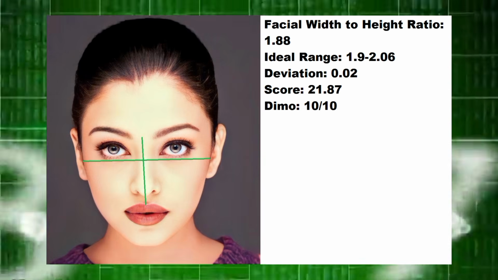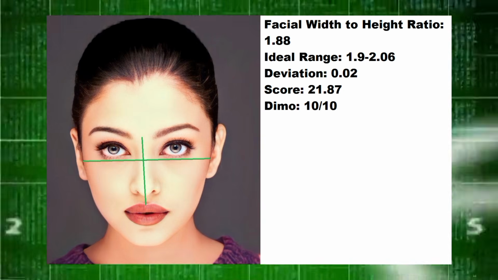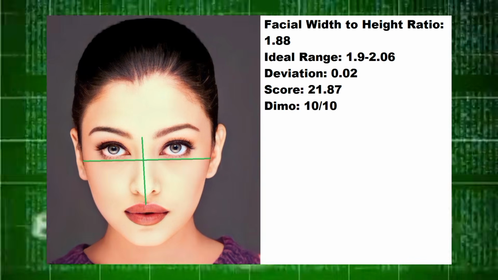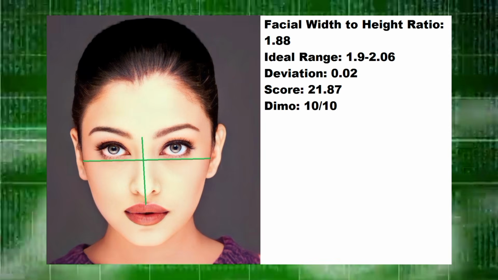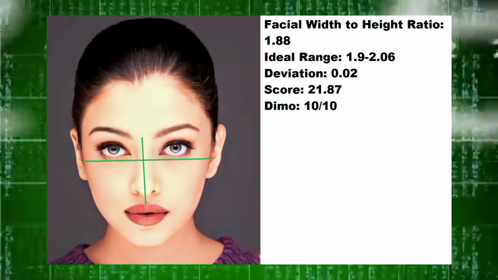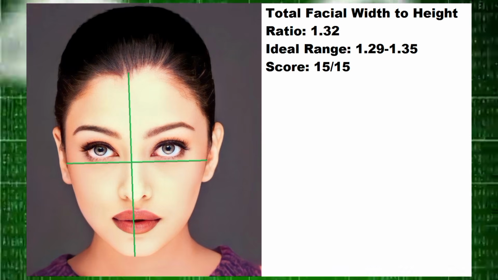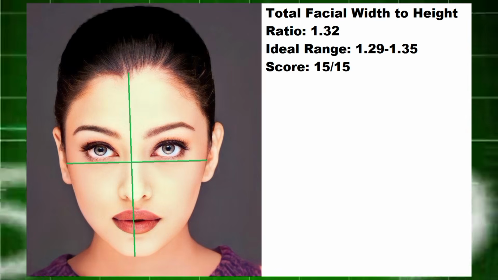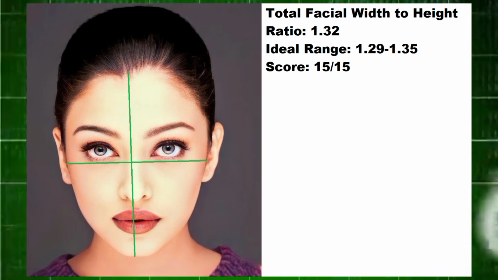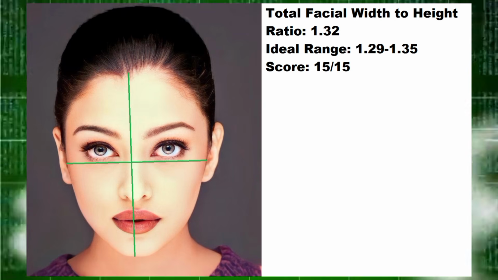Her facial width to height ratio is 1.88, which is slightly lower than ideal. Ideally, a slightly higher ratio makes the face look wider, balanced, and more model-like. Hers being lower gives her face a somewhat longer appearance, which adds to her elegance but slightly reduces harmony points. Her total facial width to height ratio is absolutely ideal at 1.32, perfectly within the ideal range. This ratio tells us how well proportioned her face appears from the front overall, and in her case, it's excellent.